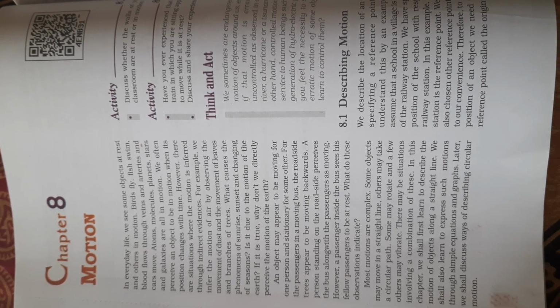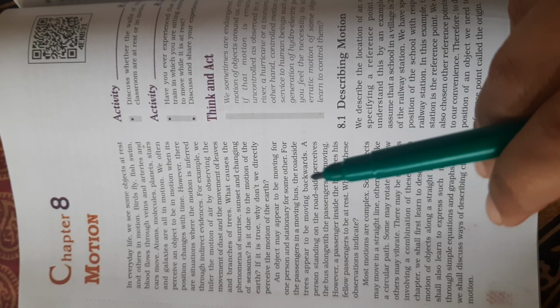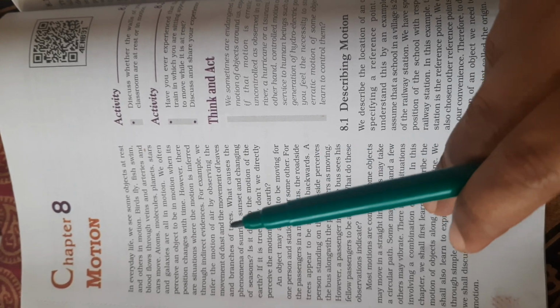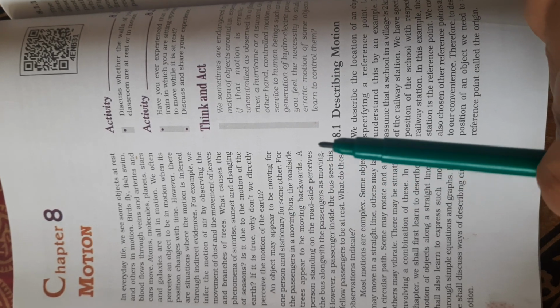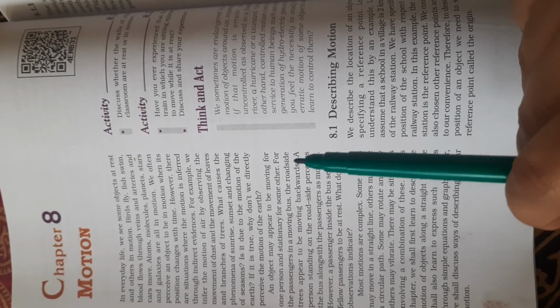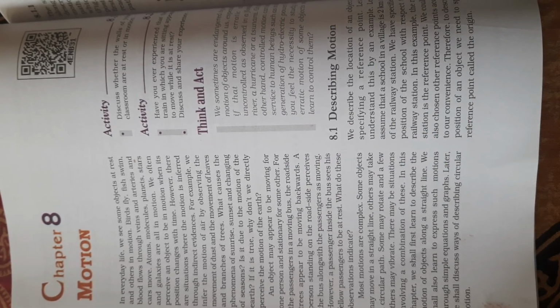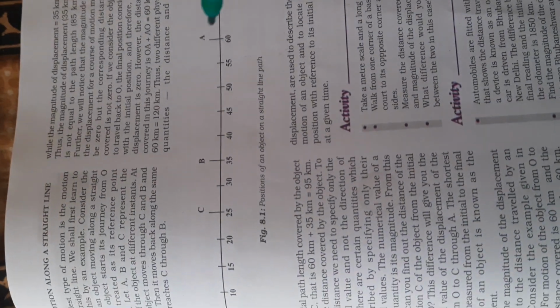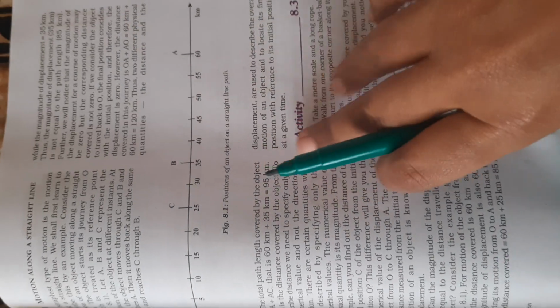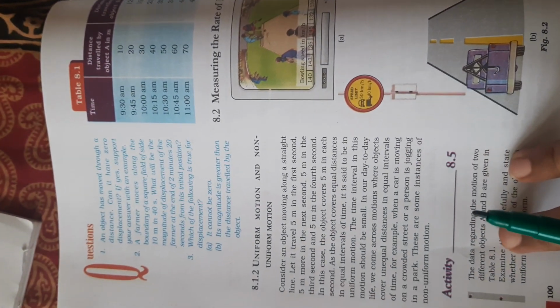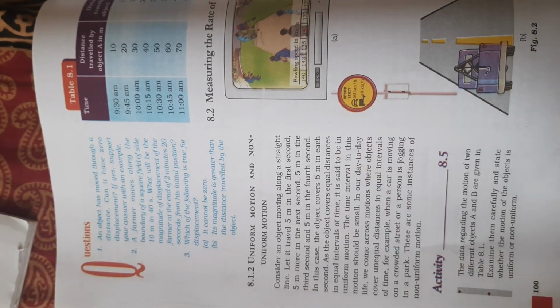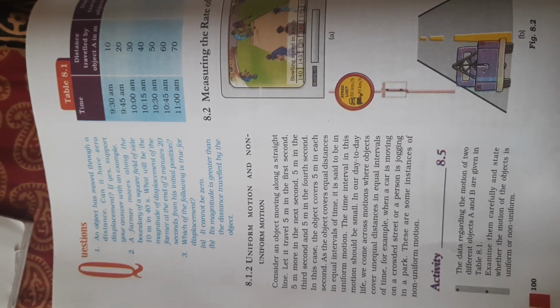We have started with the motion chapter in the last classes. We studied about the different types of motions, and we also studied that in this particular chapter we will be studying about the motion along the straight path. And in the last class we studied what are uniform and non-uniform motions.